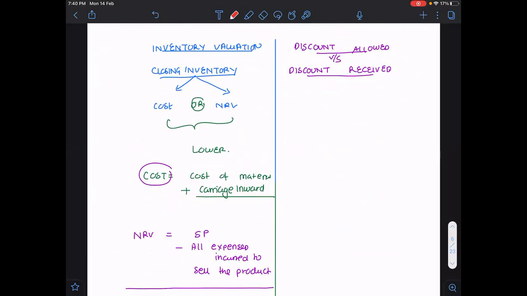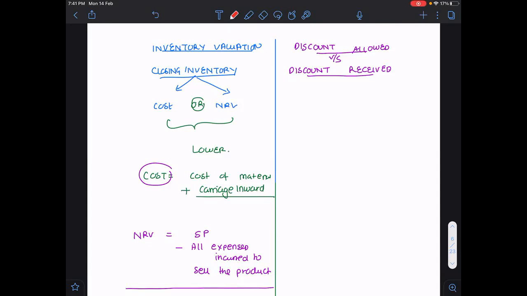Inventory valuation. Closing inventory is always valued at cost or NRV, net realizable value, whichever is lower. Cost is cost of material plus the carriage inwards, and NRV is selling price minus all expenses incurred to sell that particular product. मतलब सेलिंग कॉस्ट उसमें से माइनस होगा. So if a product is defective and you have to incur some expenses in order to sell it, तो वो expense उससे क्या होगा? माइनस होगा.